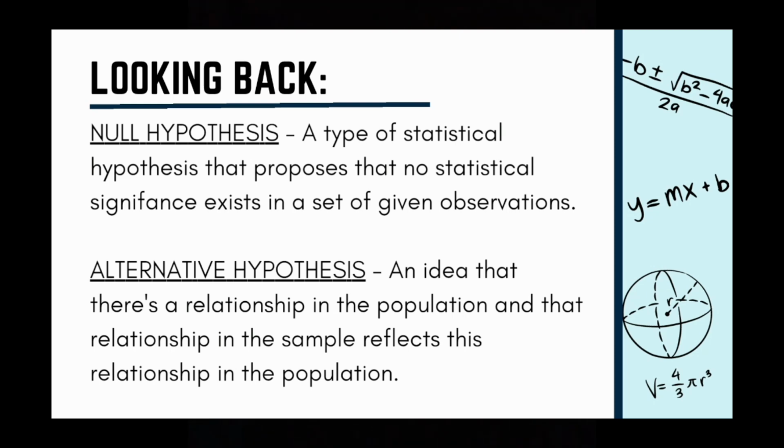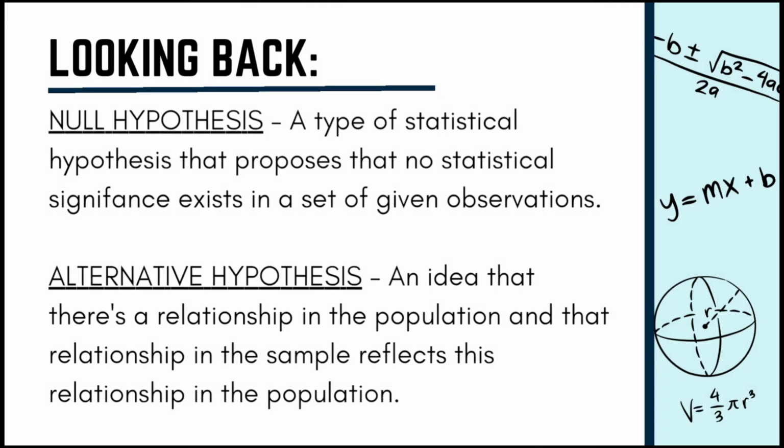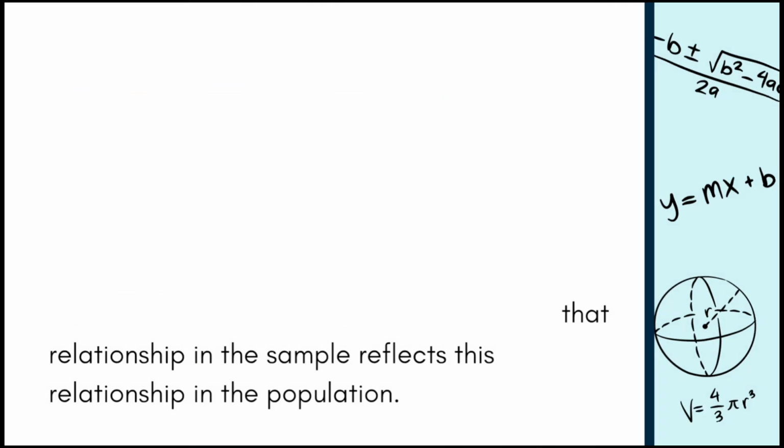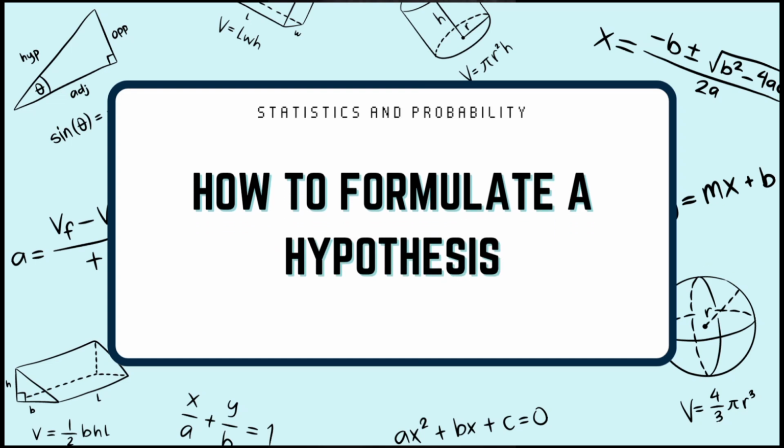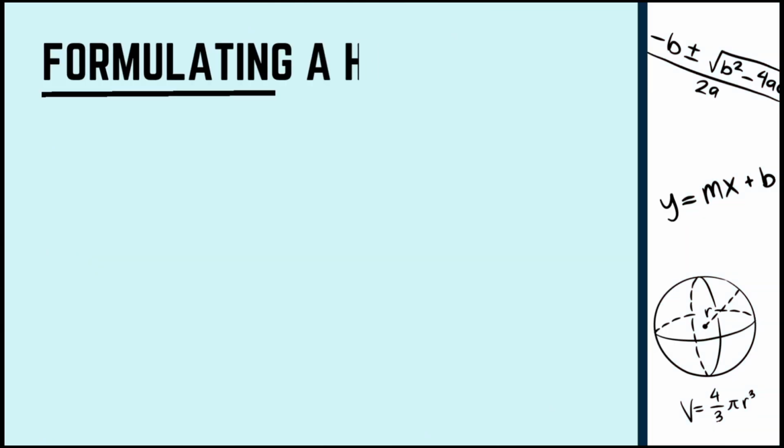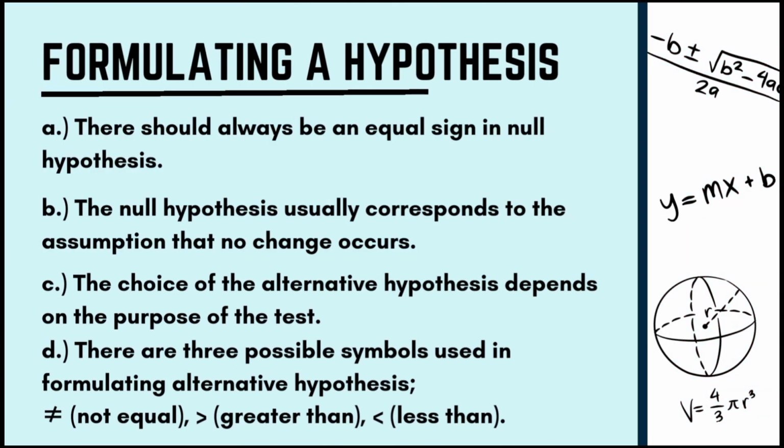H0 always has a symbol with an equal in it. HA never has a symbol with an equal in it. The choice of symbol depends on the wording of the hypothesis test. Let's formulate the null hypothesis and alternative hypothesis. So guys, ngayon ating pag-uusapan ang tungkol sa null hypothesis. For the first question, there should always be an equal sign in the null hypothesis.